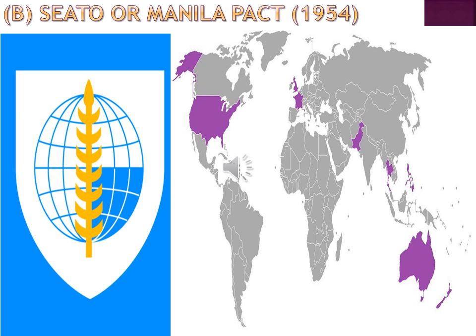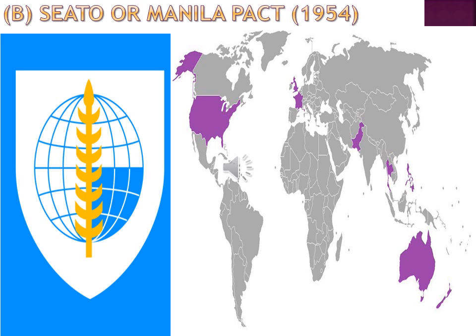Then SEATO or Manila Pact. So the Southeast Asia Treaty Organization, SEATO, was organized for the collective security of countries in Southeast Asia.